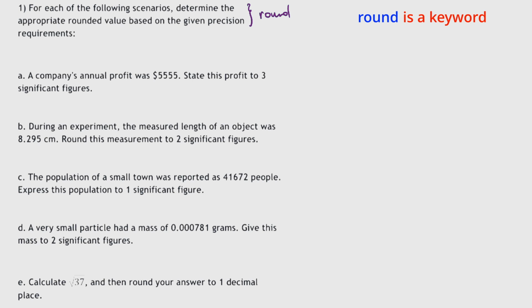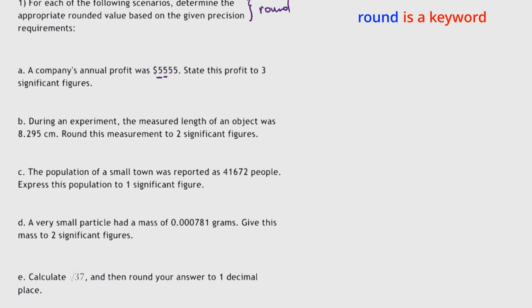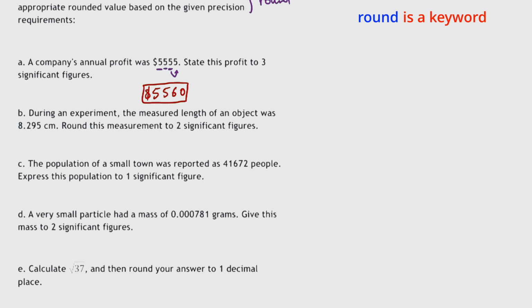Now, the first significant figure is the first non-zero digit from the left side, which is 5. So the second significant figure is 5. Third significant figure is still 5. Don't forget, we have to look at the next number now. And the next number is 5. So if it's 5 or above, we're going to add 1 to the previous one and turn everything after that third significant figure into 0. So the answer becomes 5, 5, 6, 0. So it is $5,560.